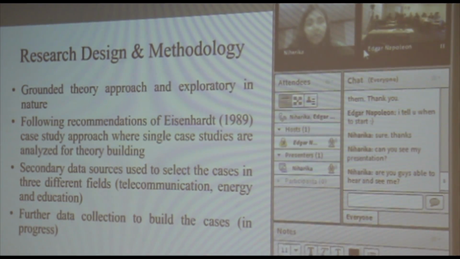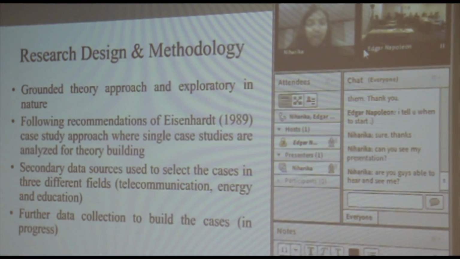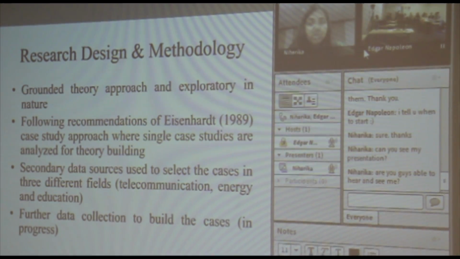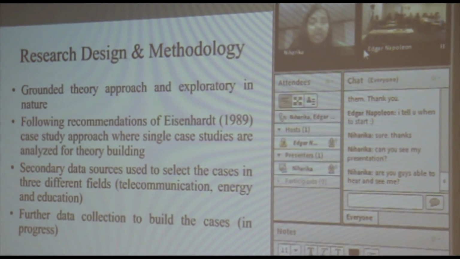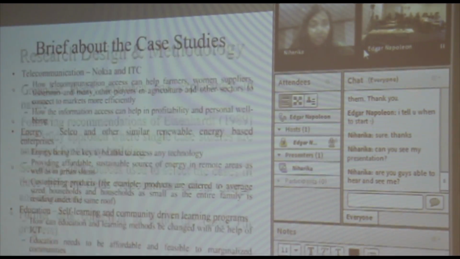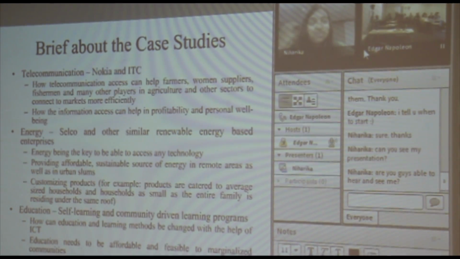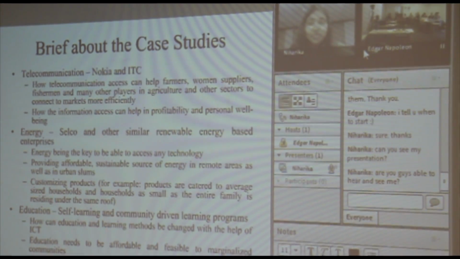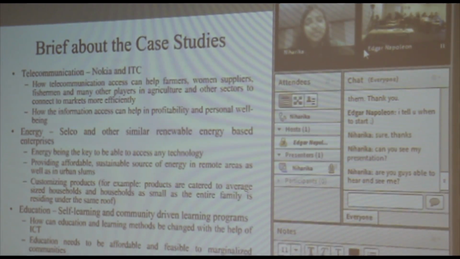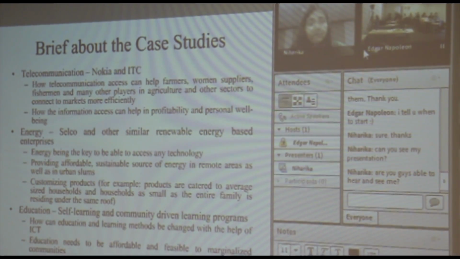Right now we have secondary data on telecommunication and energy, and we are further digging up data on the education sector, trying to figure out which enterprises are working on it. So here's a brief about what we have done so far. In telecommunication, we are looking at ITC and Nokia and how they are trying to help people in agriculture, people in the fishing industry, and people in the markets who belong to the BOP space, but who are trying to connect to the markets efficiently by using technology and information access.